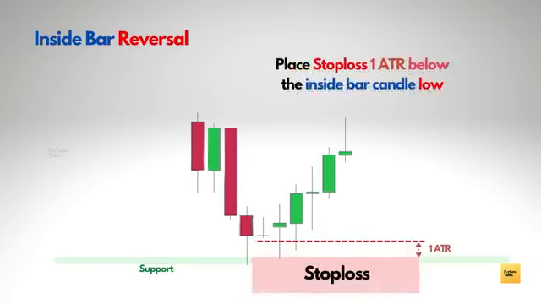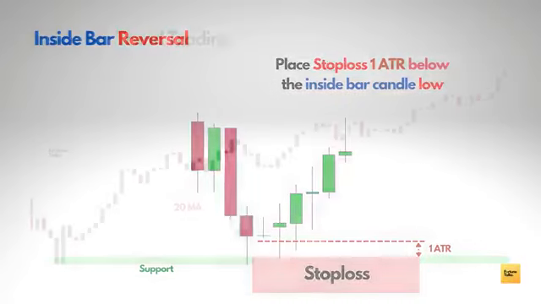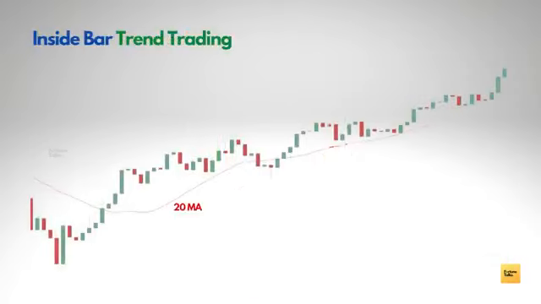So a better way to set your stop loss is using the ATR indicator. That is, you can place the stop loss 1 ATR below the low of the inside bar in the case of long entry trades. This will ensure that your trade has more breathing room. So if you want to know more about the ATR indicator, you can watch the video here. Now I will talk about setting the targets at the end of this video after we have discussed the next strategy. The third strategy is catching the trend.